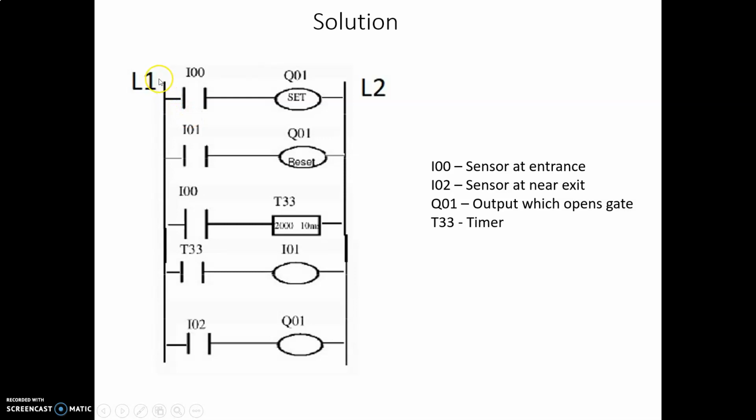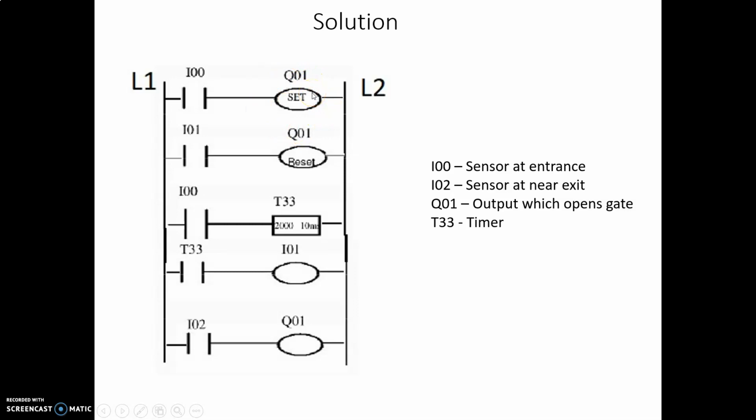Now what will happen is that supply will move from this direction into this Q01. Q01 is nothing but your output which opens the gate. So your gate will get open now. Remember the set part here: set is nothing but an on condition, right? Whatever your output is, it is working now. So your gates get open now.